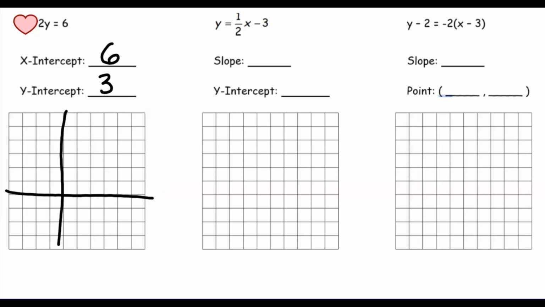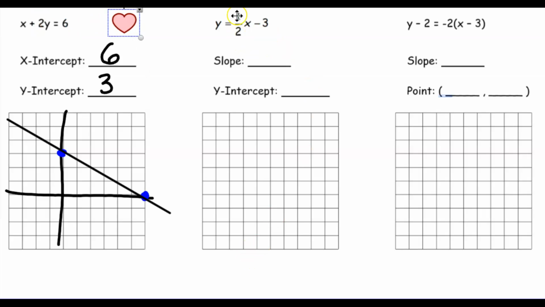I find the x-intercept, 1, 2, 3, 4, 5, 6. That's where the line crosses the x-axis. I find the y-intercept, 1, 2, 3, up the y-axis. And that's my line for the equation x plus 2y equals 6.